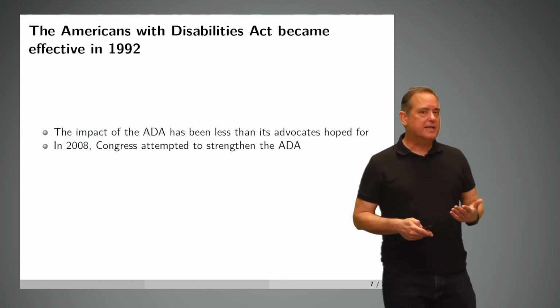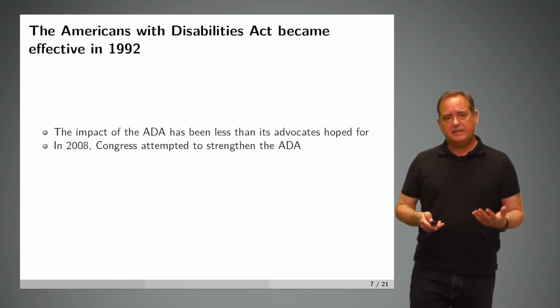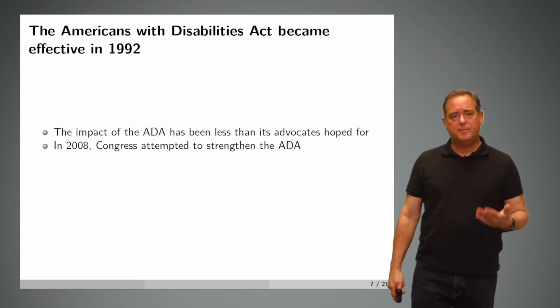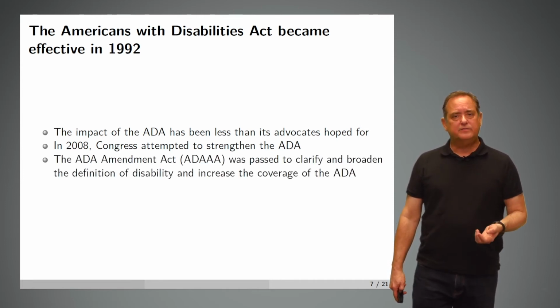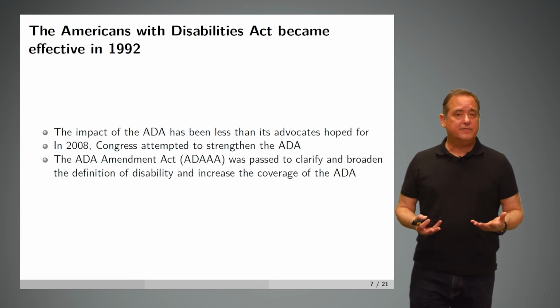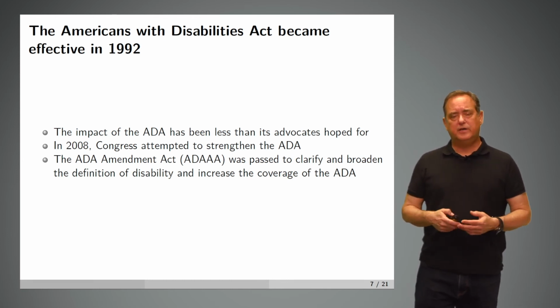But in 2008, Congress attempted to strengthen the ADA, and they did so with a separate act called the Americans with Disabilities Act Amendment Act, the ADAA. And what that did was it attempted to strengthen the goals, the objectives of the ADA. And so what they did was to clarify and to broaden the definition of disability and to increase the coverage of the ADA.